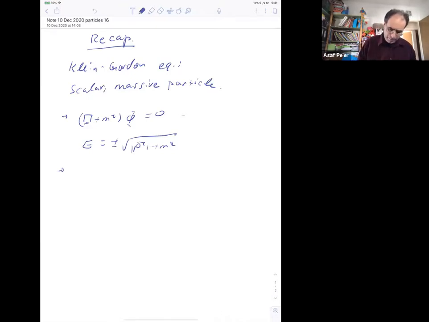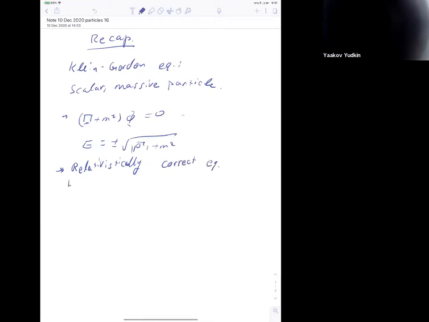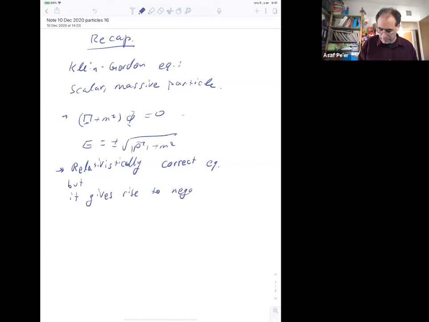So on the one hand, this is a relativistically correct equation, but it gives rise to negative probability density, which is of course unphysical.